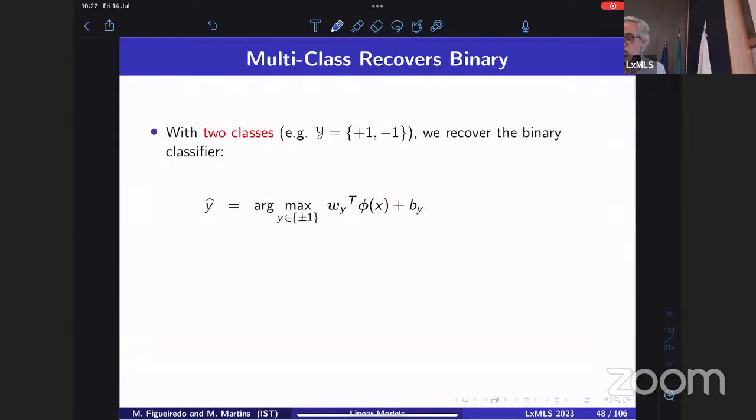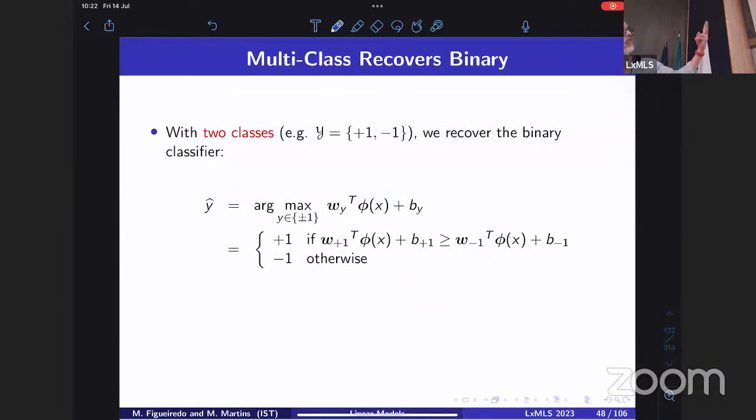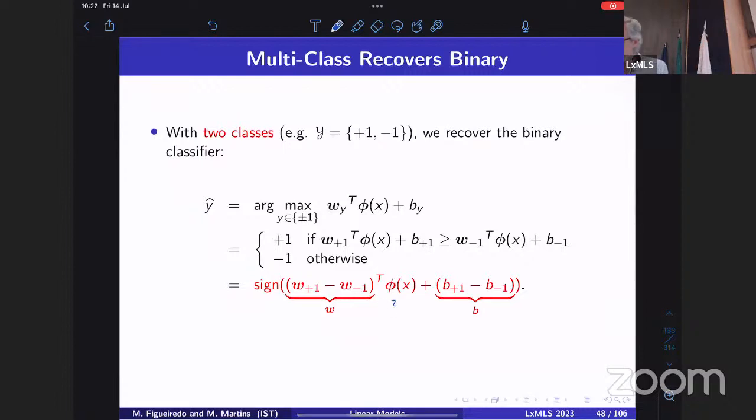In two classes, of course, this recovers the binary classifier. Notice that if we want to find the maximum between the two scores, you just need to compare one score with the other and check if the score for class plus one is bigger than the score for class minus one. This is the score for class plus one, this is the score for class minus one. If one is bigger than the other, you decide for plus one, and otherwise minus one. Now you can simplify that comparison by moving everything to the same side. You can put phi in evidence, and you have w plus one minus w minus one in a product with phi. You can move the b minus one to the other side with a minus sign.